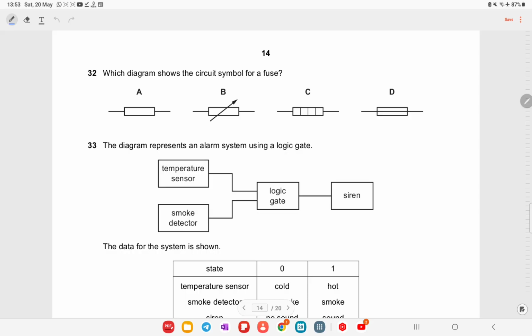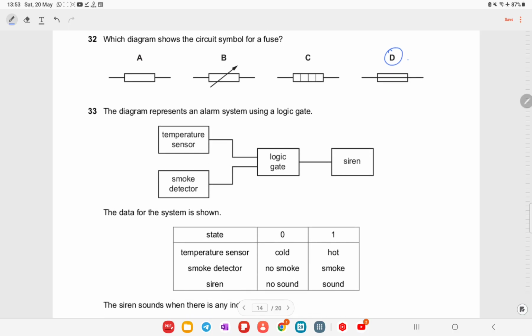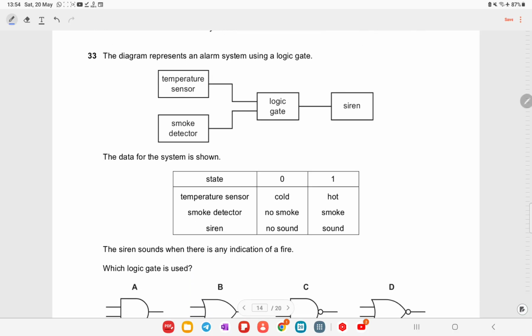Which diagram shows the circuit symbol for a fuse? So for a fuse is going to be this one. The first one is the resistor, second one is variable resistor, and the D is going to be your right answer.